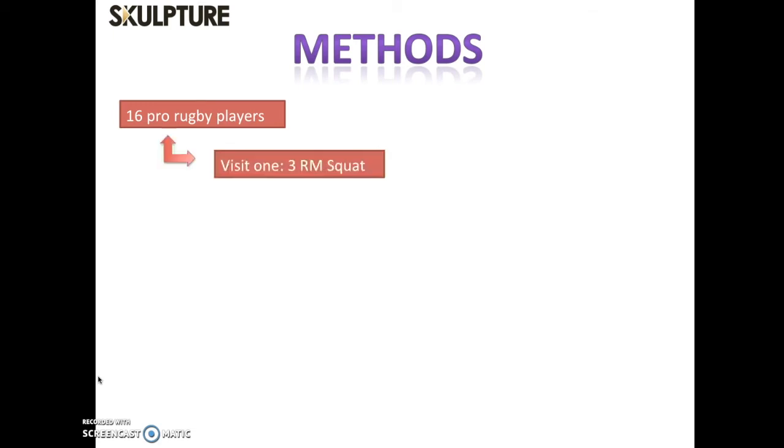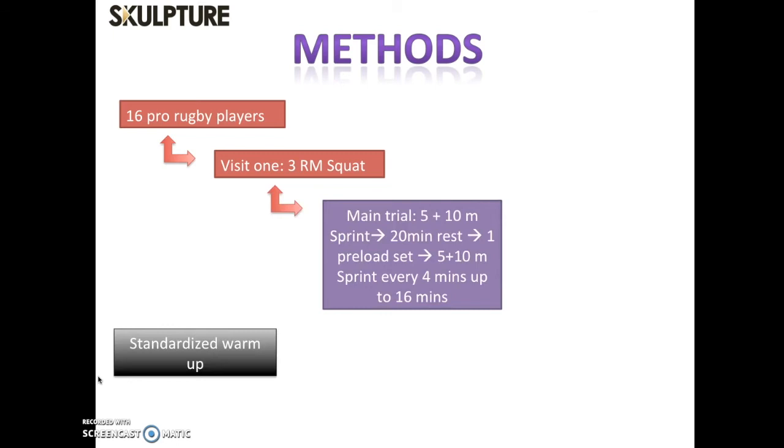So, in terms of the experimental procedure, on visit one, each player's 3 repetition max for the squat was measured. This was so that they could get an estimation of their 1 rep max and then set the percentages for the preload stimulus. The main experimental trial then took place. The first thing that each athlete had to do was complete a 5 or 10 meter sprint test. This was the baseline sprint test, so they had something as a comparison point. They then had a 20 minute rest, and this was followed by one preload set, which was 3 reps at 91% of the estimated 1 rep max that was calculated via the 3 repetition max squat.